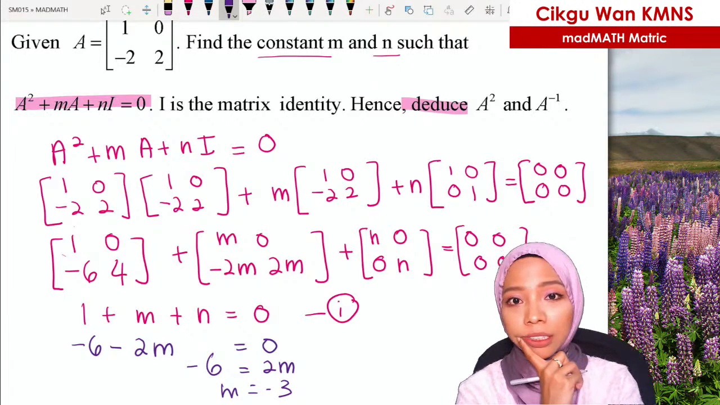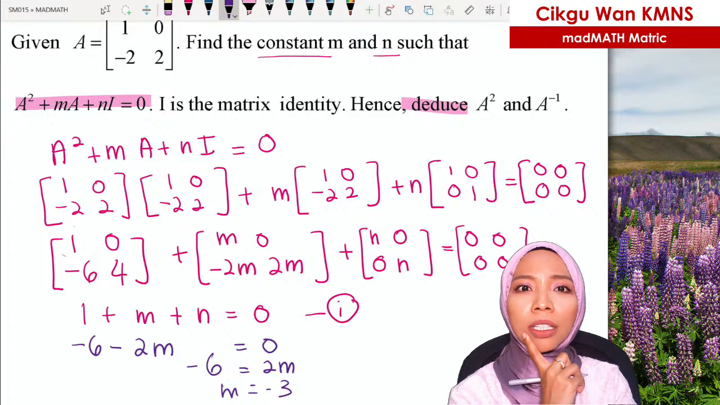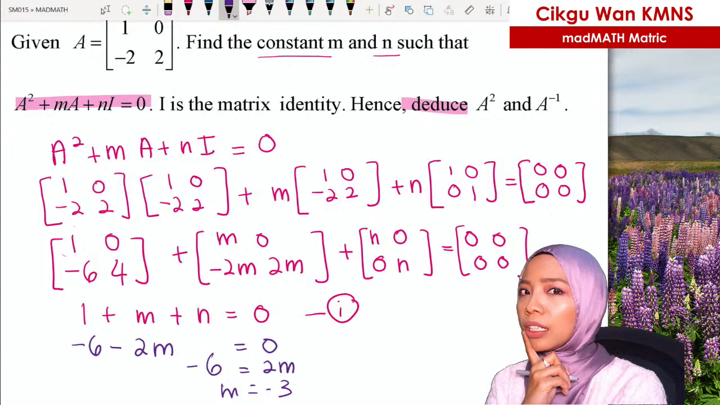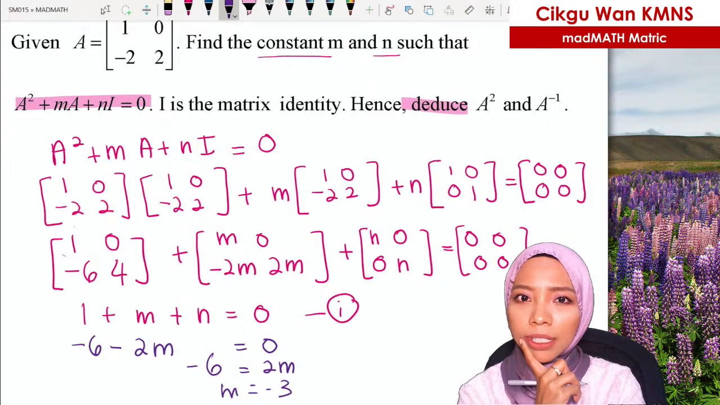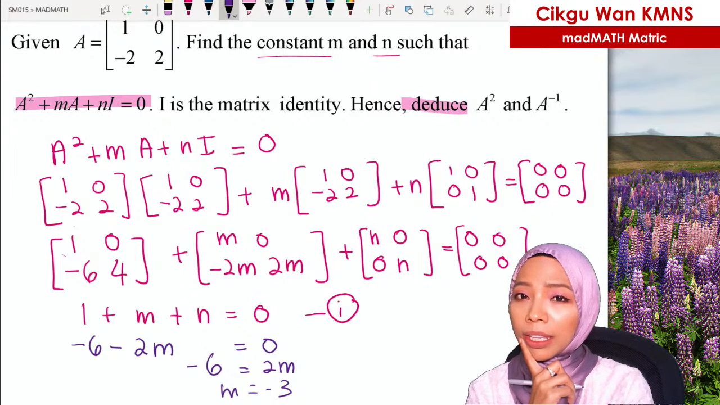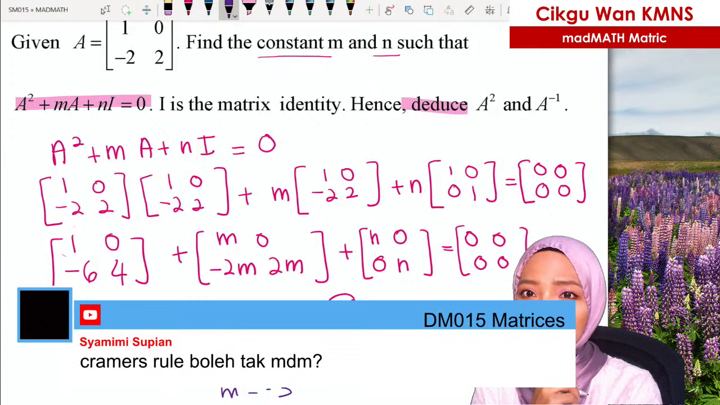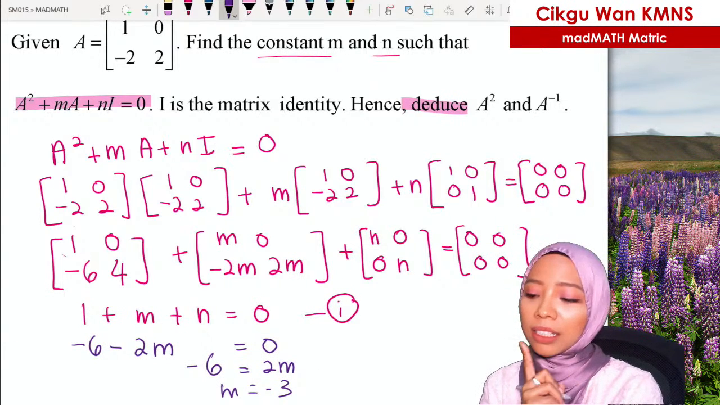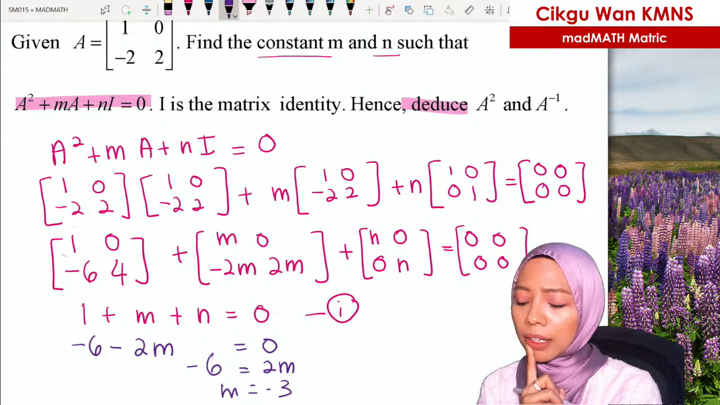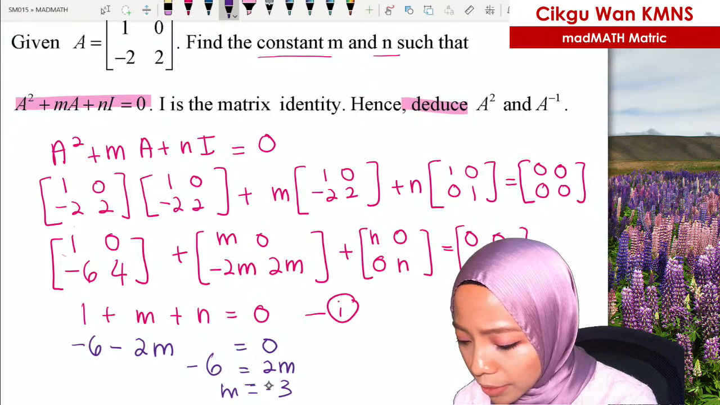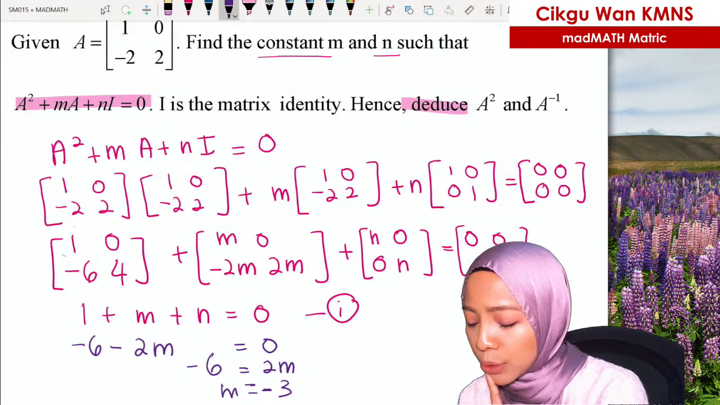Okay, Ken? Do you manage to get the same answer as me? Cramer's rule tak masuk syllabus untuk PDT and even PST kalau tak silap I. But then as long as you memang boleh menjawab soalan tersebut dengan betul, you go ahead. Okay, so sekarang ni, okay, m equals to negative 3.